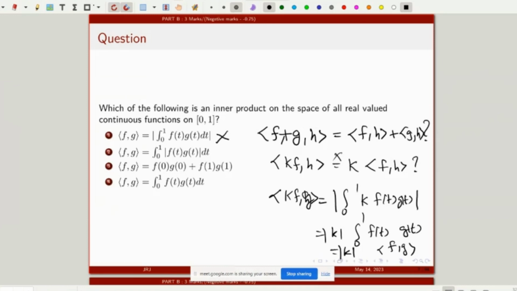So this is not an inner product. Now, can you say whether this will be an inner product or not? Ma'am, I think the last one is correct. Yeah, we will go there. This one, why is it not an inner product? We can use the same argument, right? We can check the same condition so that it will be contradicted. So this will also not be an inner product. Now what happens to this option? That is, inner product of f with g is defined as f(0) times g(0) plus f(1) times g(1). Will it be an inner product?